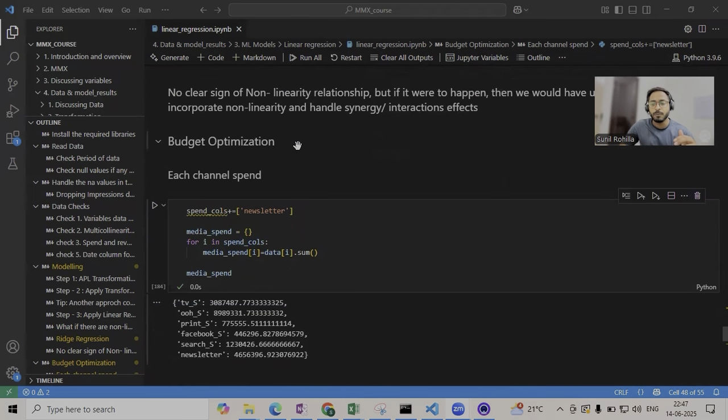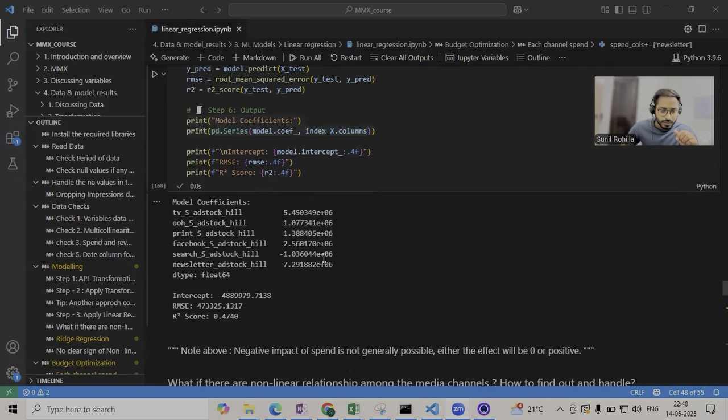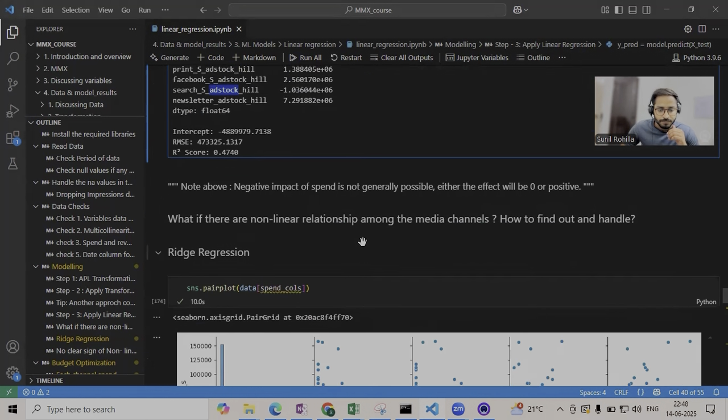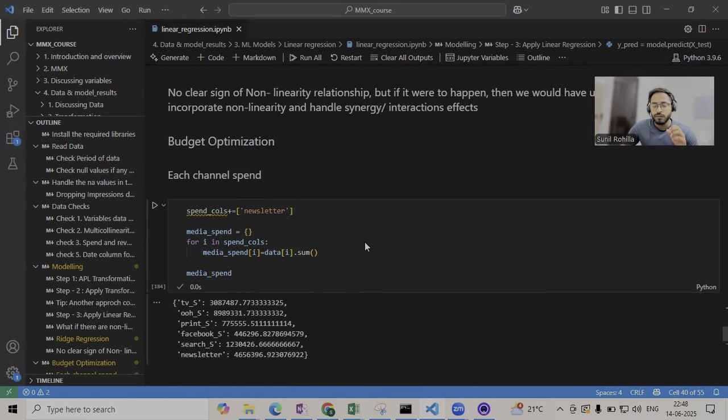So at this point, we have the efficiency or the ROIs of each of the channels from the ML models. Like from here, you can see that the model is giving me the coefficients for each of the channels. So these are the ROIs for these media channels, right? So in the budget optimization, we will use these results from the model, right?